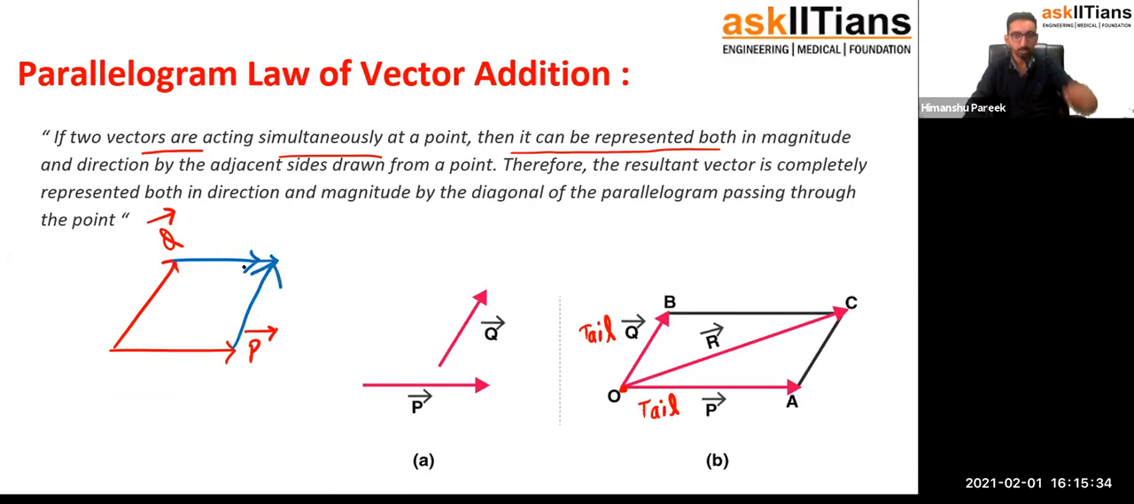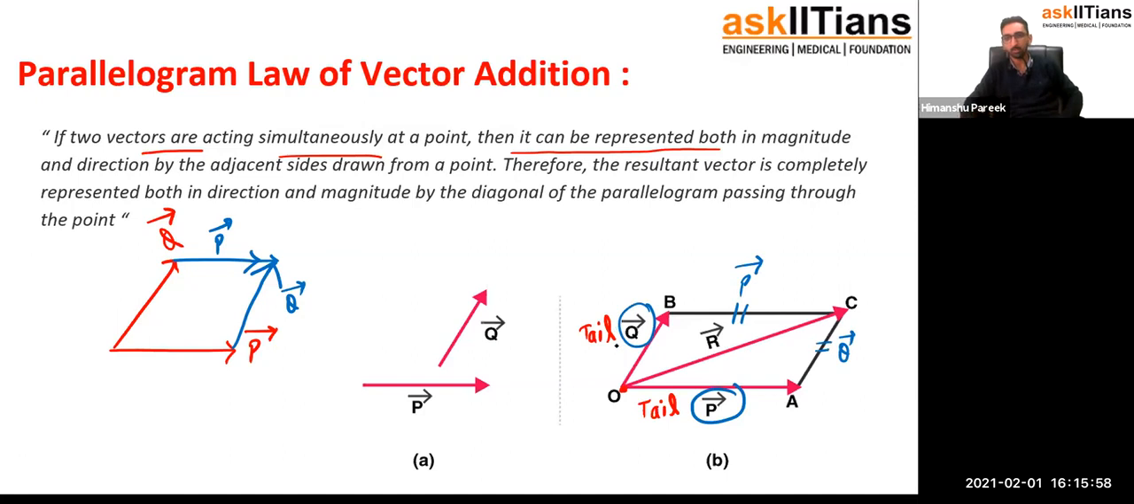So this was the p vector. This side was parallel to the p vector, and this side was parallel to the q vector. You have got one parallelogram. I can show you here in the better diagram. This is the p vector, and this is the vector which is parallel to the p vector. This is the q vector, and this is the vector which is parallel to the q vector.